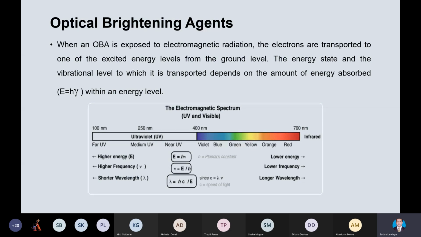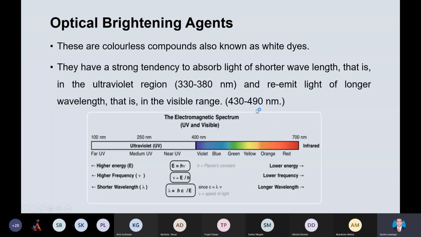So when light, ultraviolet UV rays, falls onto the garment, there is an excitation. Suppose this is a double bond. The pi bond gets excited, and the excitation is released in the form of energy. That energy is reflected in the visible region, which is near to the violet and the blue.